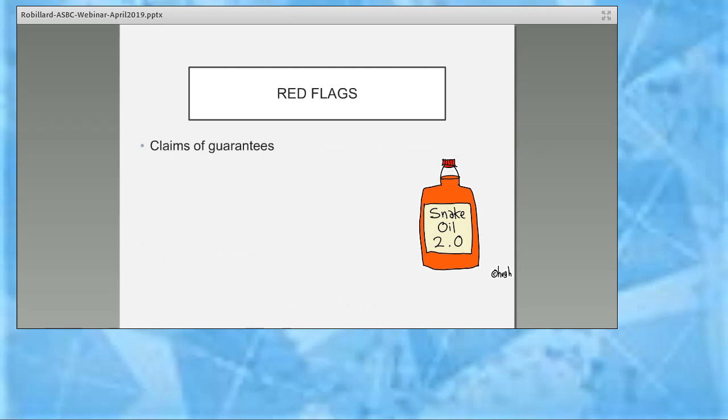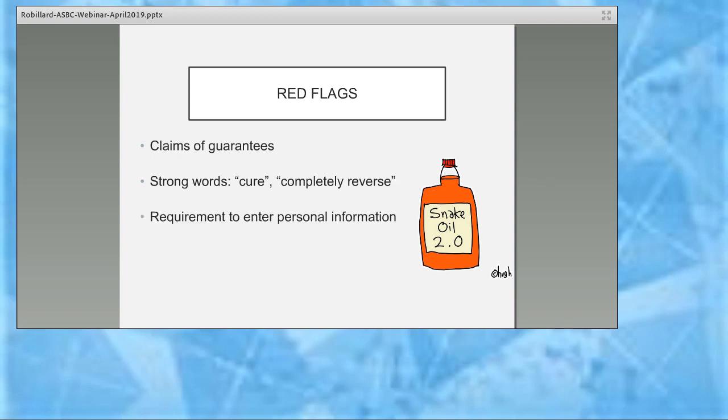And then finally, some red flags. Claims of guarantees is always a bad sign. There are no guarantees in this world other than death and taxes. So anything that guarantees you anything, especially when it comes to brain health or aging, be very, very skeptical. Strong words in the same vein, like cure or completely reverse. If there's a breakthrough, you'll hear it from us, I promise you. So be very skeptical of that kind of language.